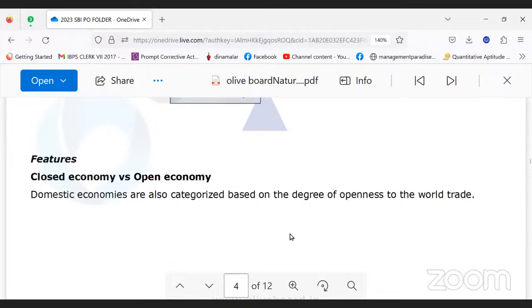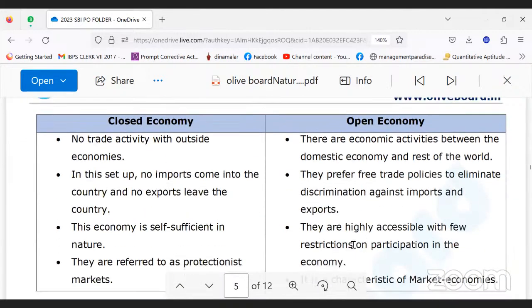Features of closed economy versus open economy. Domestic economies are also categorized based on the degree of openness to world trade. Closed economy, you first read closed, then open. A closed economy has no trade activity with outside economies. In this setup, no imports come into the country and no exports leave the country. This economy is self-sufficient in nature. They are referred to as protectionist markets.